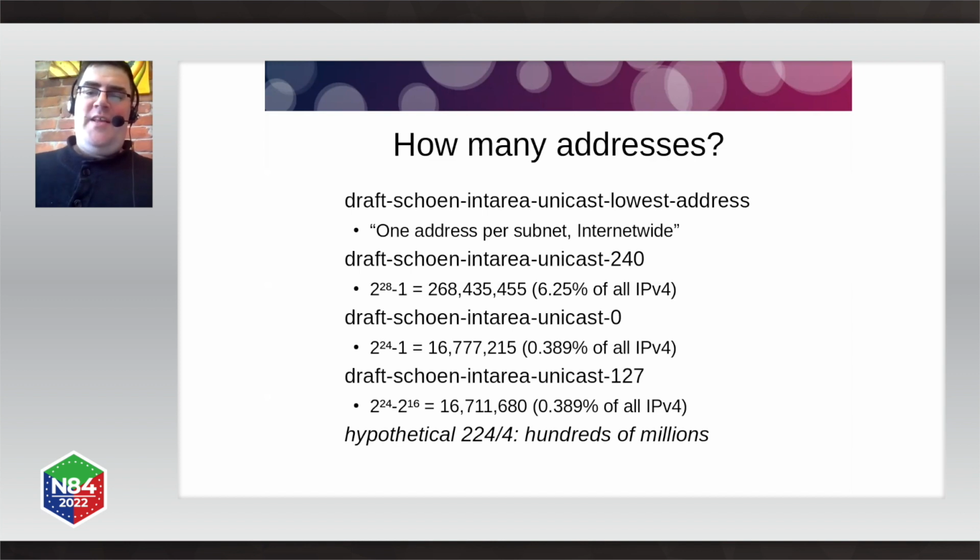From 240, we'd get more than 6% of all of IPv4. And for each of the others, we would get about 0.3% of all of IPv4. And if we could reclaim portions of multicast, we would also get hundreds of millions of addresses there.